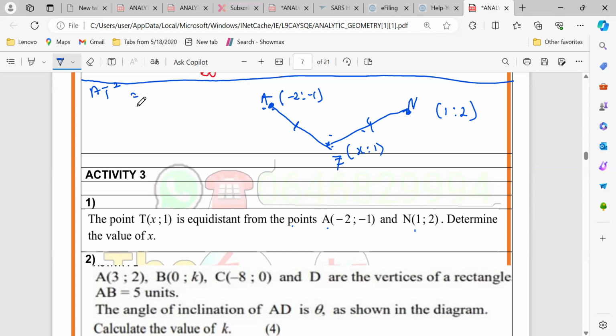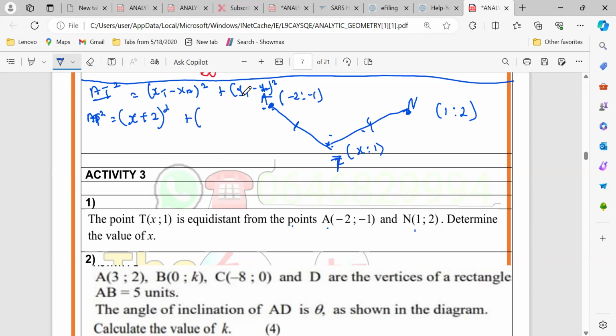If I'm focusing on A and T, we are going to have (x at T minus x at A) all squared plus (y at T minus y at A) all squared. We don't know this AT, so I'm simply going to write it as AT all squared. And then let's substitute. What is x at T? This is T, you put x, minus x at A, which is minus -2, so plus 2, all squared.